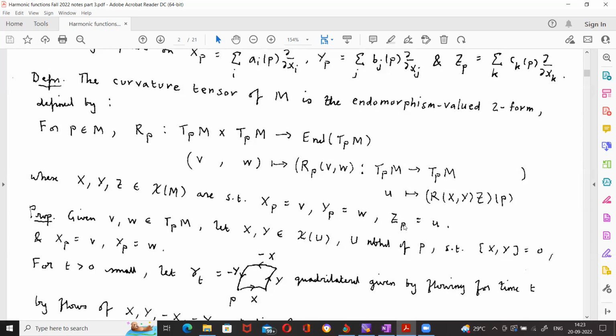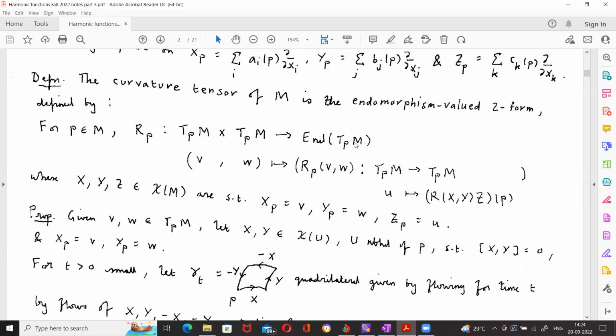As we've just seen, this is independent of the choices of X, Y, Z. It just depends on the values of X, Y, Z at P, and those are fixed equal to V, W, and U. So for each pair of vectors V and W, I'm getting a linear map from TPM to TPM. Since R is trilinear, this map will be bilinear in VW, so this is a bilinear map from TPM cross TPM to endomorphisms of TPM.